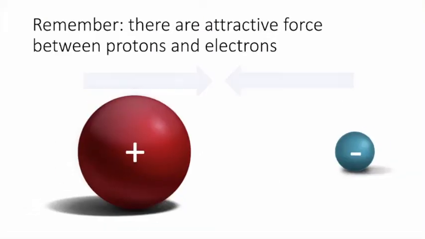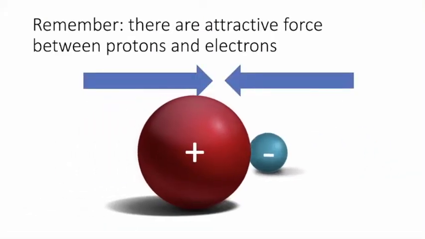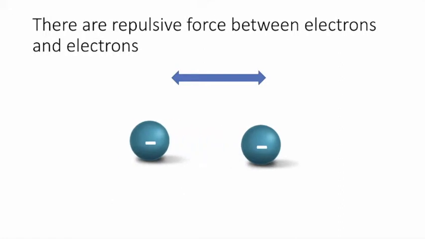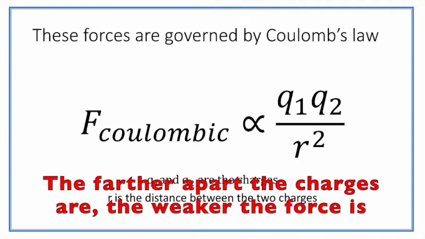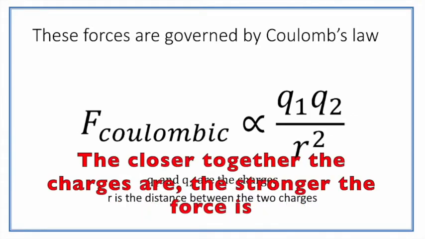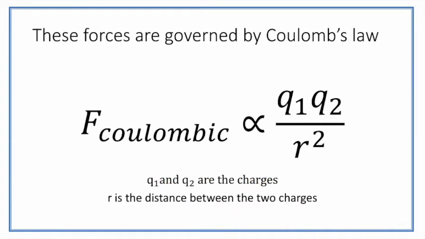The force can either be positive, attractive, or negative, repulsive. The larger the charges are, the stronger the force is. The farther apart the charges are, the weaker the Coulombic force is. And the closer together the charges are, the stronger the force is. And these are very important to keep in mind when we talk about periodic trends.